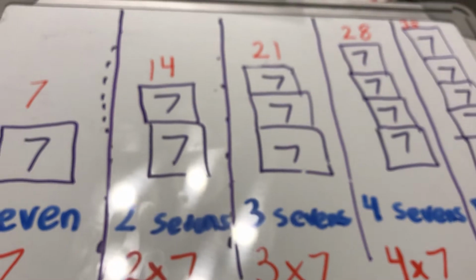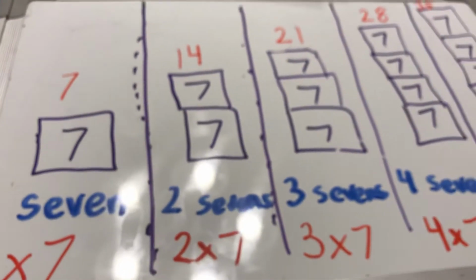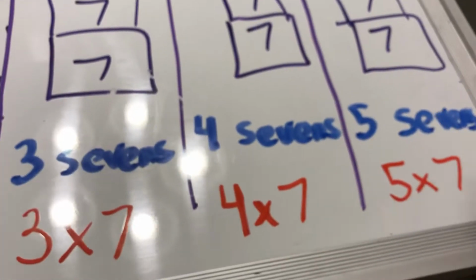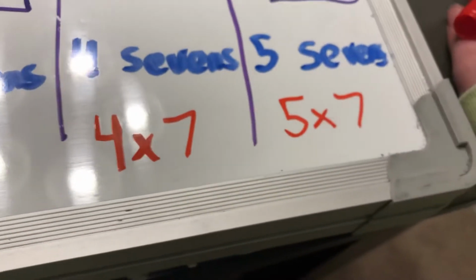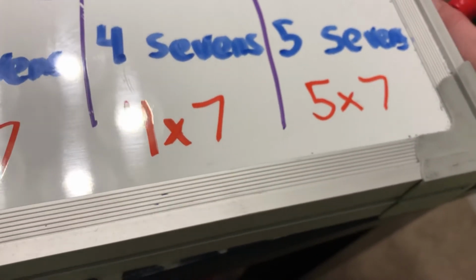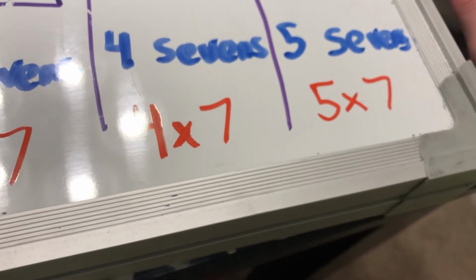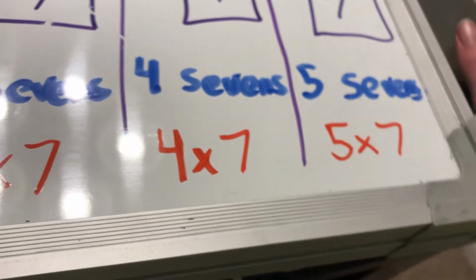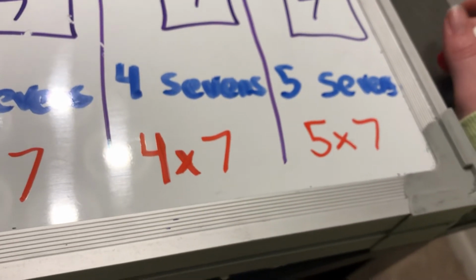Now, other than just one group of 7, or maybe 2 groups of 7, 5 groups of 7 is probably the easiest one for us to work with, right? Because we get to skip count by 5s. So we are going to use 5 groups of 7 to solve some more difficult problems with 7.